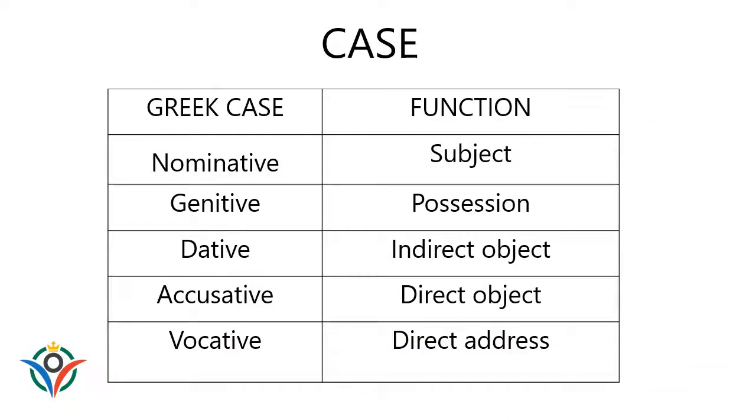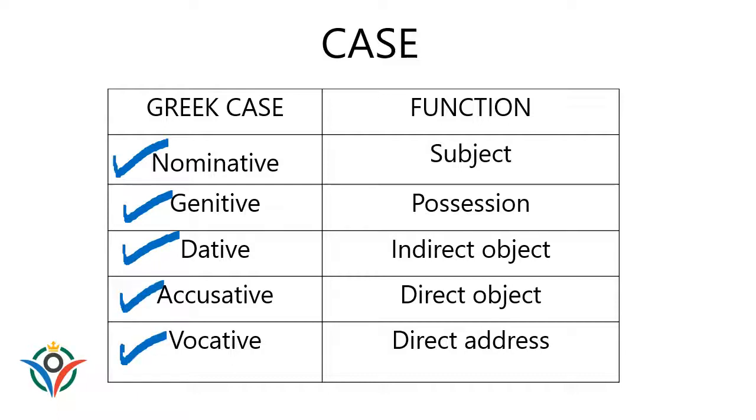Now that we've set some context for the discussion of Greek cases, let's take a look at the actual Greek cases. So in Greek, we have 5 different cases. Let's name those together. We have the nominative, the genitive, the dative, the accusative, and the vocative.